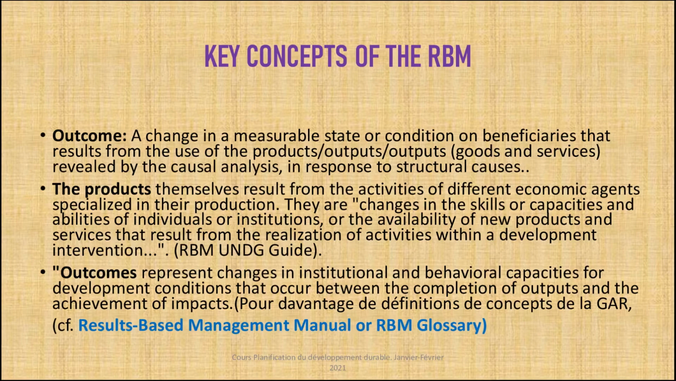The products themselves result from the activities of different economic agents specialized in their production. They are change in the skills or capacity and ability of individual institutions, or the availability of new products and services that result from the realization of activity within a development intervention. Outcomes represent change in institutional and behavioral capacity for development conditions that occur between the completion of outputs and the achievement of impacts.